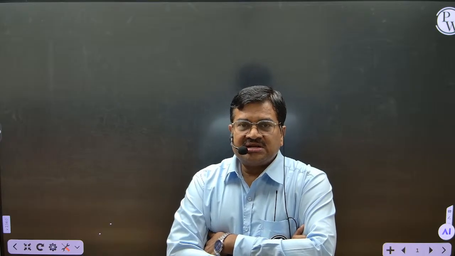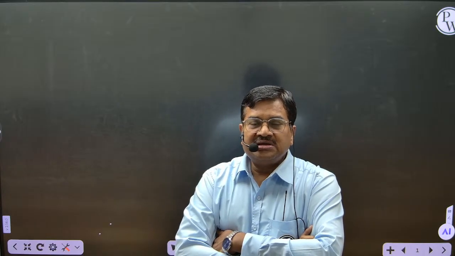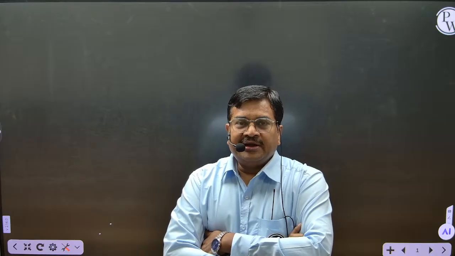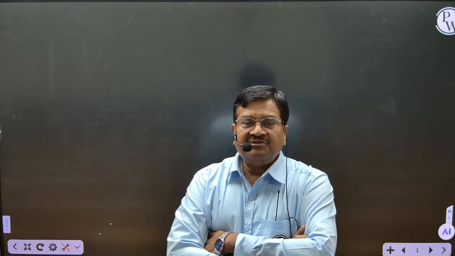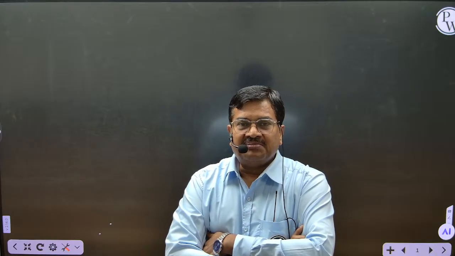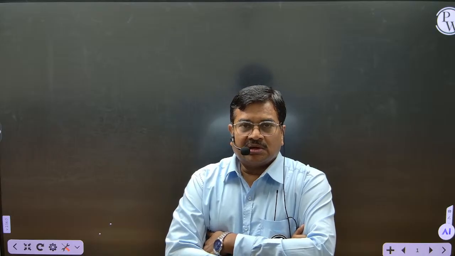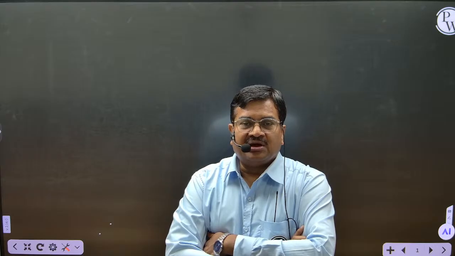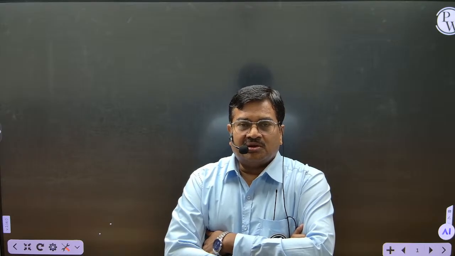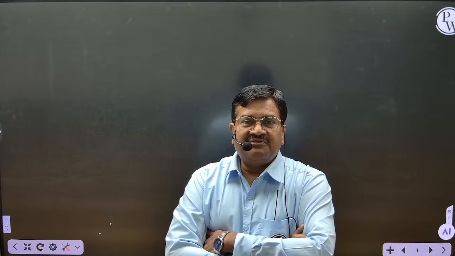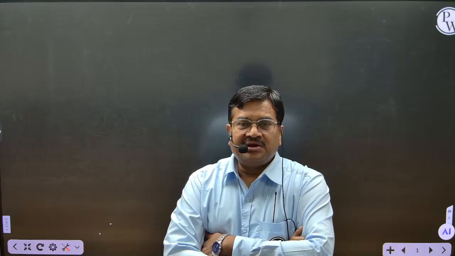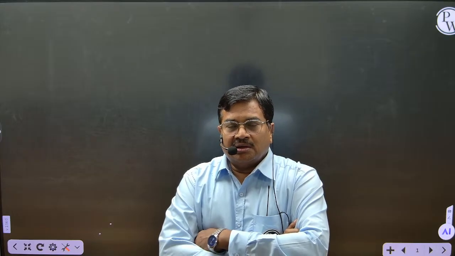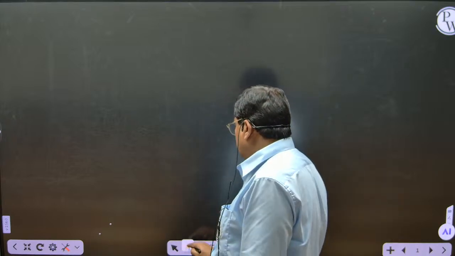Right. In the last class, we started colligative properties. In that, we learned RLVP, that is relative lowering of vapor pressure, and we did two numericals from it. Now today our discussion will be on elevation in boiling point, the second colligative property.